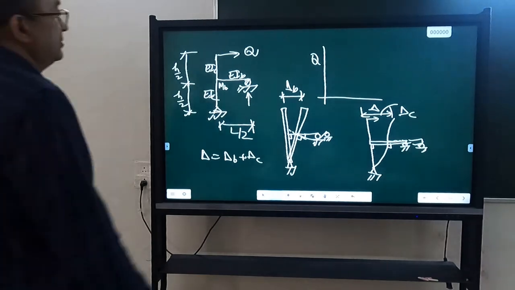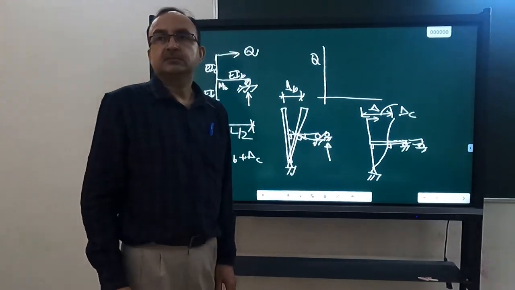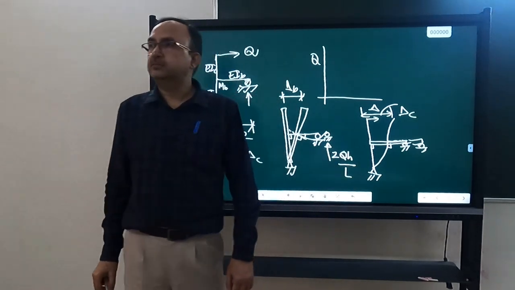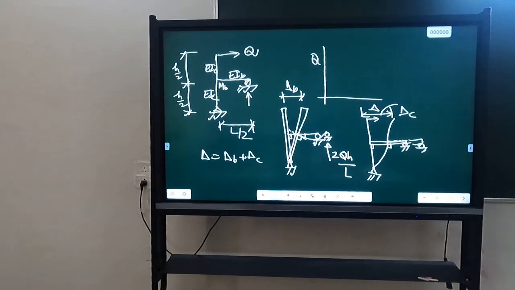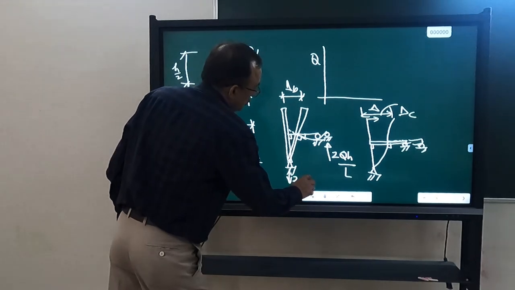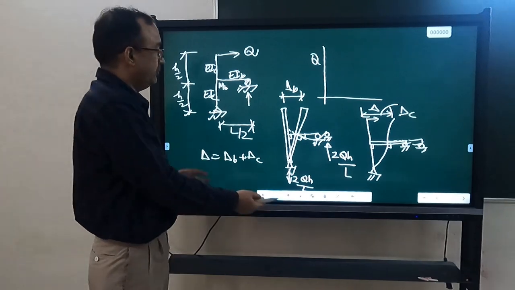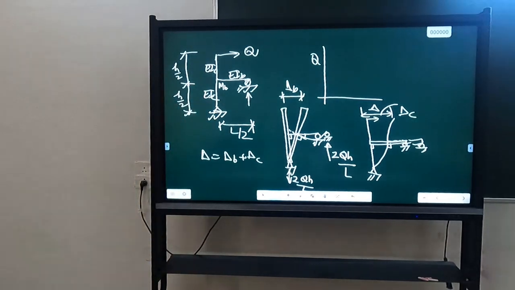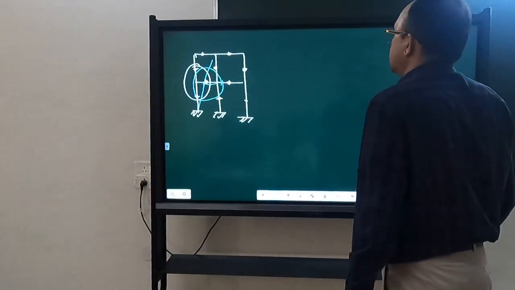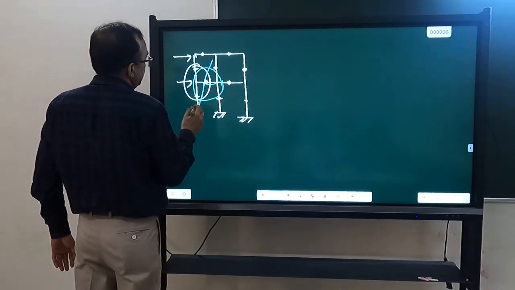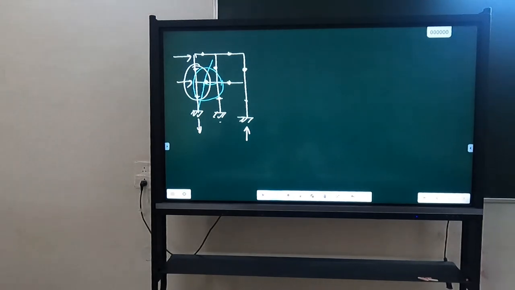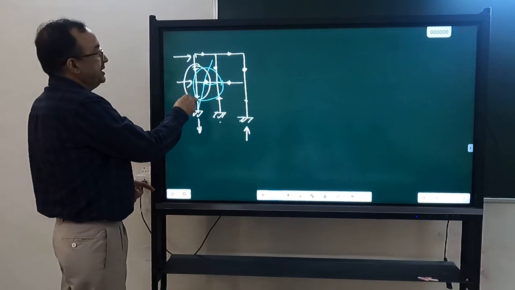What was the reaction here earlier? In this case, how much is the reaction? 2QH/L. And in the previous case, was it the same? QH/L. So where will the remaining force go? At the edge. So here there will be 2QH/L downward. Earlier you have seen it was QH/L, and here it was QH/L. There was no reaction here. That's why when you are subjecting this frame to lateral load, there is compression this side, tension this side, but no force in the center column, because in the center column the reaction is zero. Here there is reaction, here there is reaction.